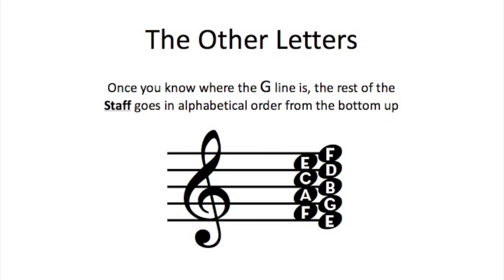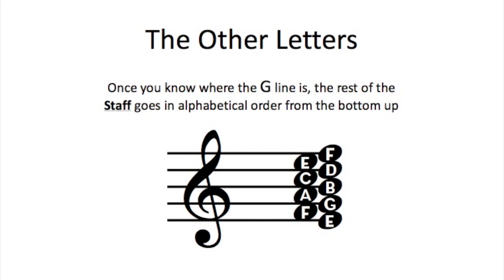There is more than one clef used in music, so when using another clef, the letters represented by the lines and spaces will change. This is why it is important for you to check which clef you're reading to be sure that you're using the right letters on the right lines and spaces.